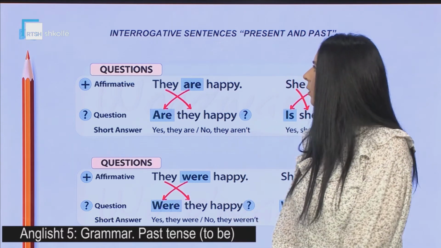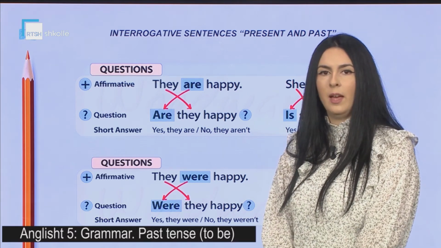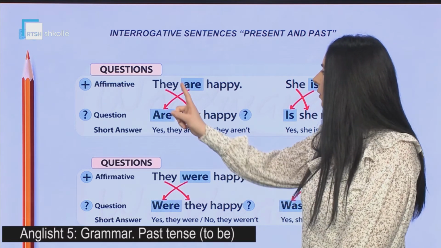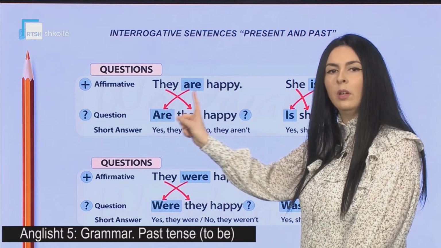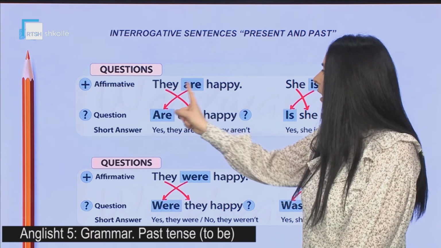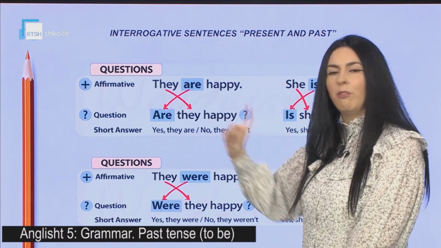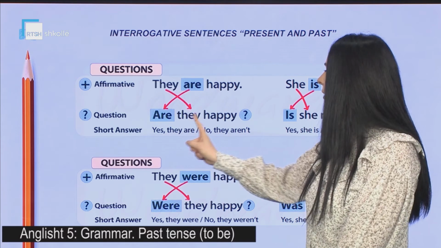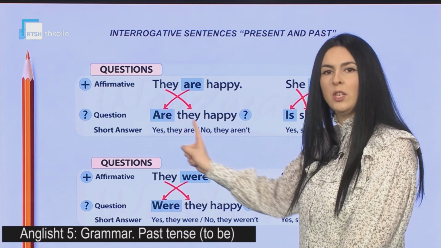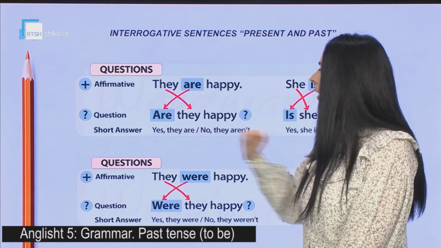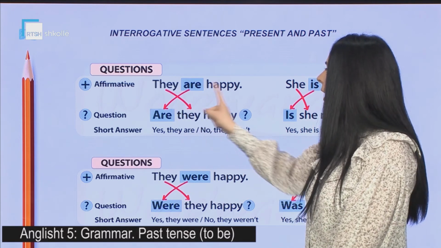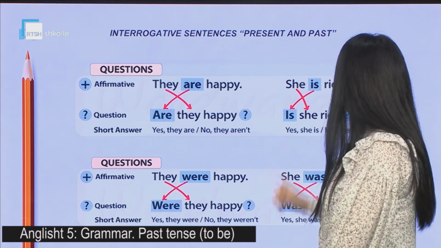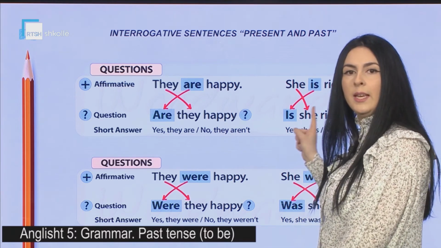Now let's see the interrogative sentences in present and past simple. The questions. Don't forget, in simple present, they are happy. The verb comes at the front of the sentence. Are they happy? So we change the position of the subject and the verb. They are happy. Are they happy? Then, she is rich. Is she rich?